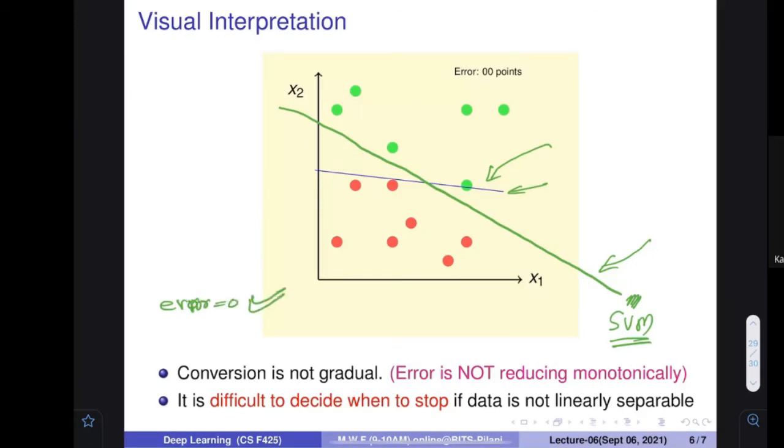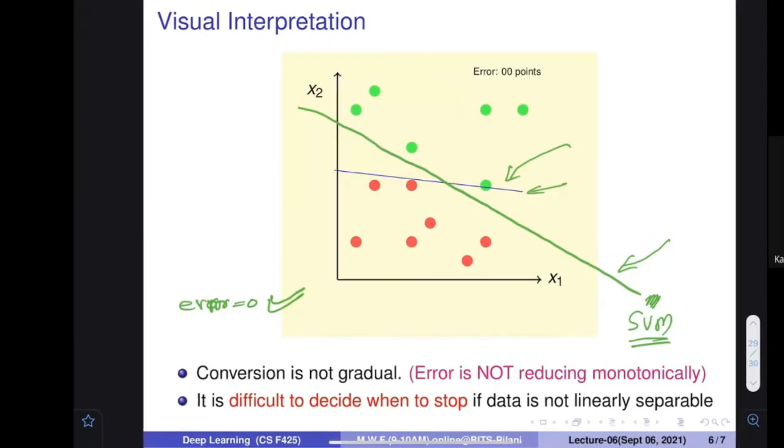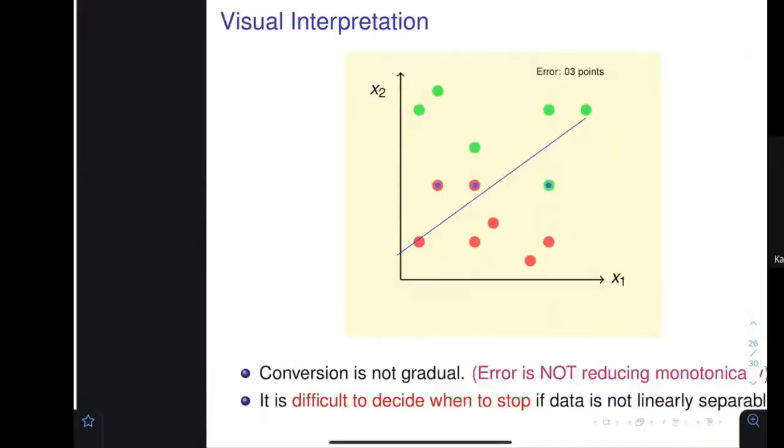Yes, it is always possible because my data is linearly separable. That's why I know that ultimately my error is going to be zero. Whatever time it takes to do the updating, at the end my error would be zero.